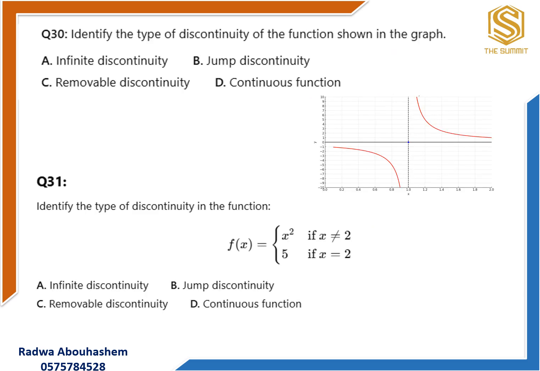Identify the type of discontinuity of the function shown in the graph. Here, let's examine the function from left and right. Here it is going to positive infinity, and here it is going to negative infinity. So it's an infinite discontinuity.